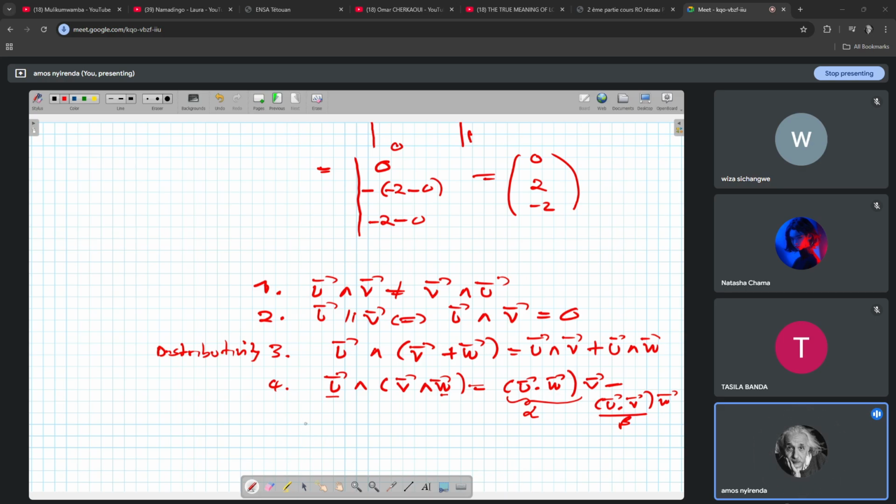So again, one more time, how I remember this formula: when I have a double produit vectoriel, the first part here, I'm going to say the vector u and the second vector here, in brackets, the second vector, right?